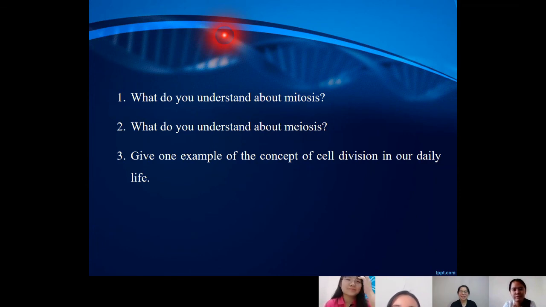I choose number 2. What do you understand about meiosis? Meiosis actually is a type of sexual reproduction because it produces 4 non-identical daughter cells, and it produces gamete cells during reproduction for the meiosis part. Okay, very good. It seems that you all already understand about this topic.